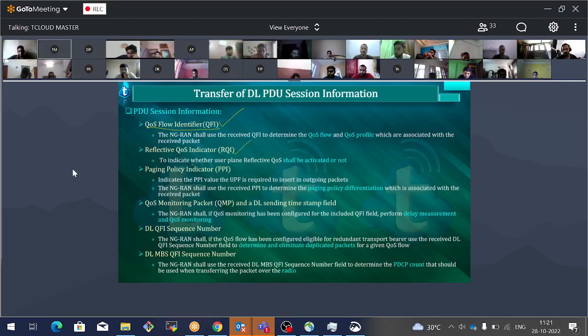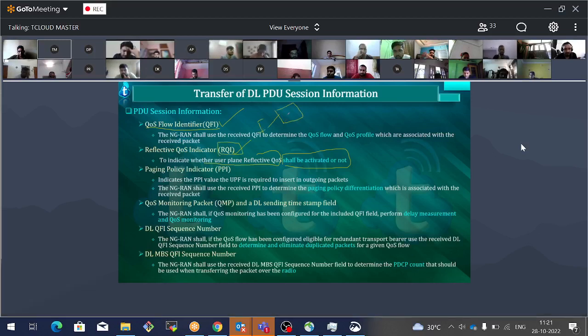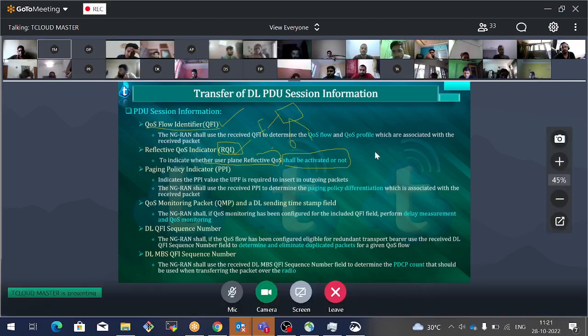Reflective quality of service indicator. This is to indicate whether the user plane reflective quality of service shall be activated or not. So there is one flag. Typically, a flag is a 1-bit package, just 1 bit, which can be either 0 or 1. Such a thing is what we call a flag. So this RQI, reflective quality of service indicator, is a flag bit. If the bit is set to 0, you are not enabling the reflective quality of service. But if the bit is set to 1, we are enabling it.